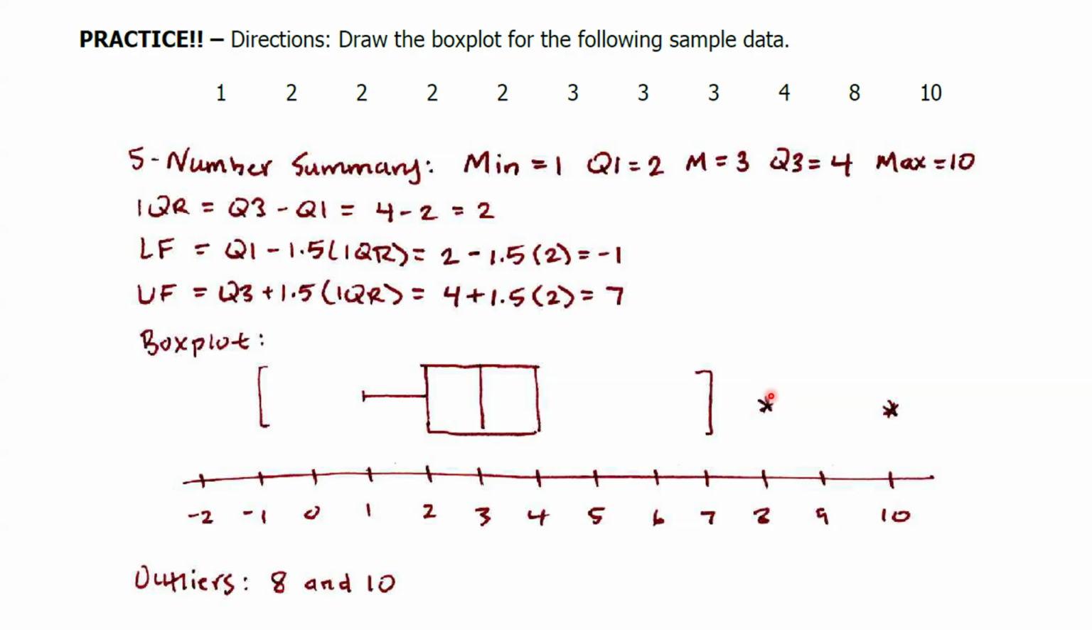Since our lower fence is -1 and our upper fence is 7, we have identified 2 outliers, 8 and 10, because they are greater than our upper fence of 7. Note here that we don't have any upper whisker, meaning a maximum value that is higher than our Q3 value of 4. Therefore, we only have 1 whisker on the left-hand side. Okay, awesome.